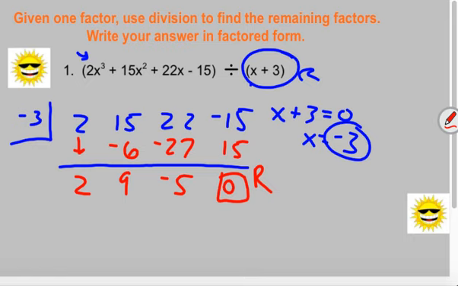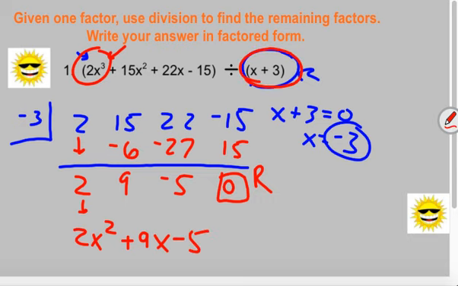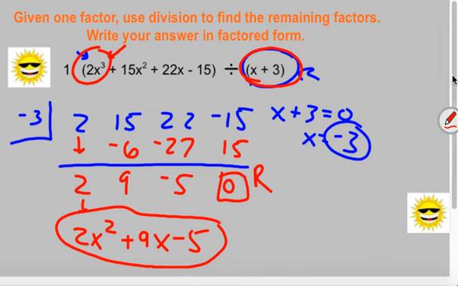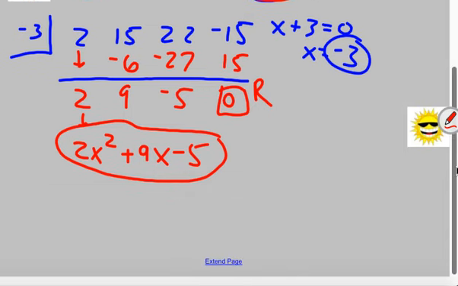Our polynomial that we started out with was 2x cubed. Our degree is 3, our power is 3. So this 2 becomes a 2x squared, 1 degree less. And then just work your way down: plus 9x minus 5. So here's our first factor, x plus 3. Here we have an x squared term, so we're going to have two factors that we have to find. Well, how are we going to find them? We're going to factor it.